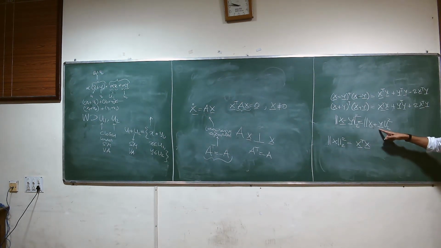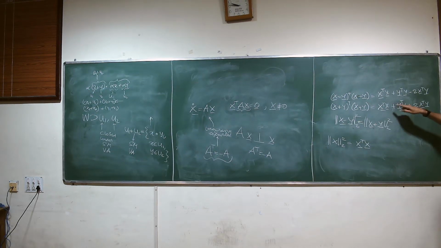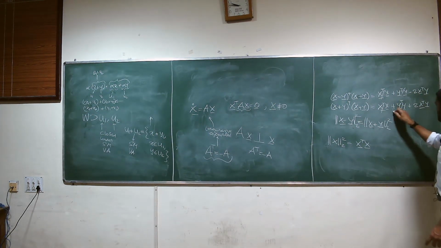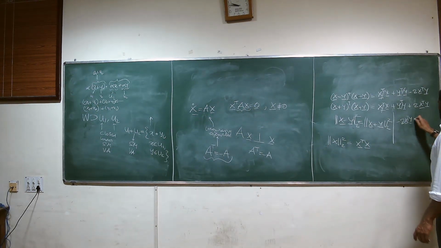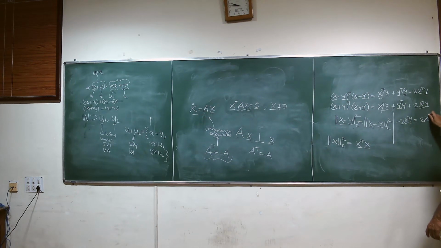If these two are equal, then this is equal to this, that means this is gone. You are left with minus 2 times x transpose y equals 2 times x transpose y, which means 4 times x transpose y equals 0. That means x and y are orthogonal.